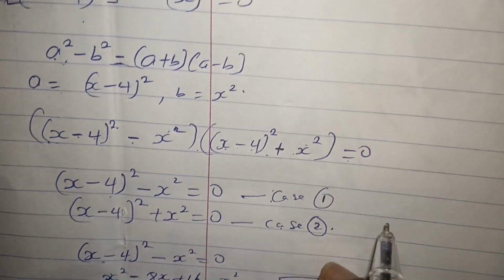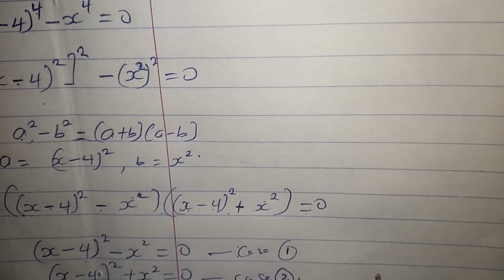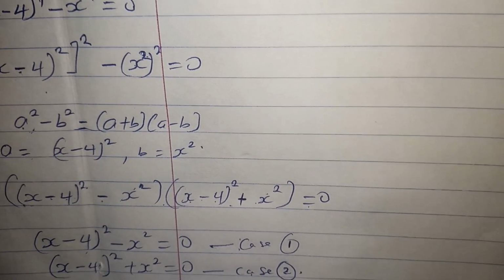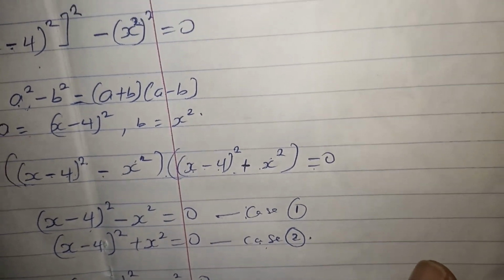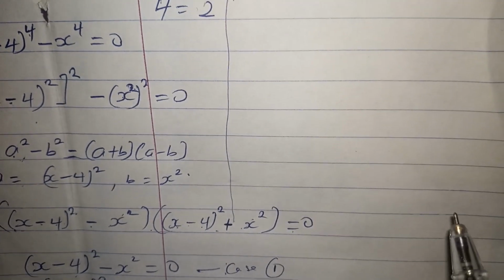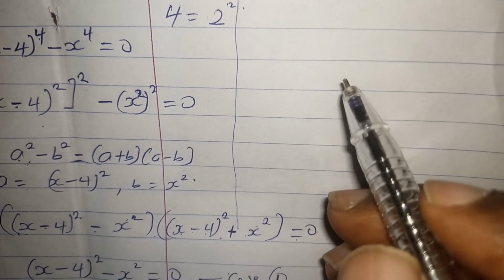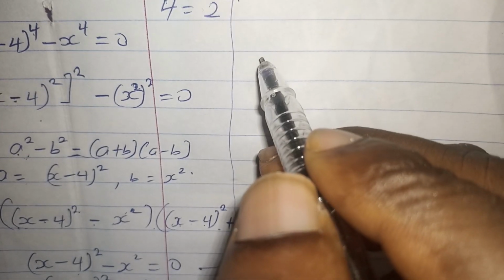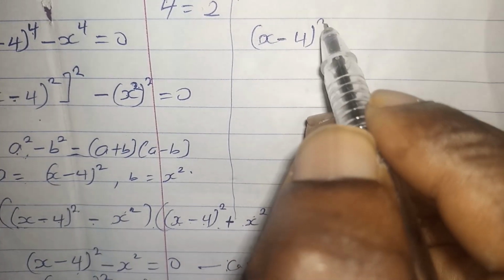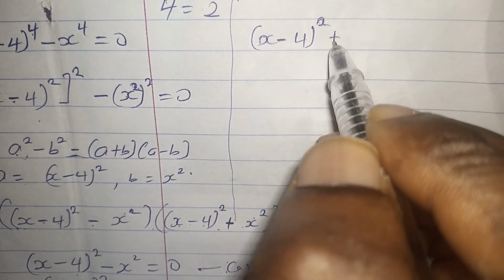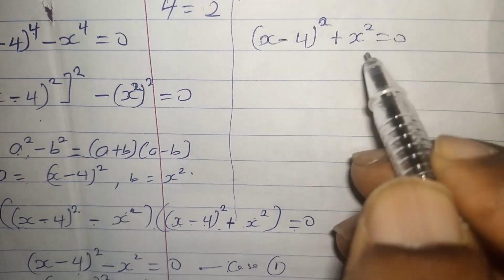So let's solve for the second and third values of x, picking case 2. Our case 2 reads: (x minus 4) all to the power of 2 plus x squared equals 0.